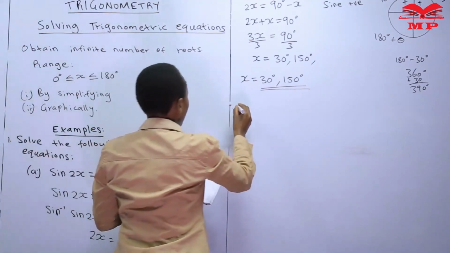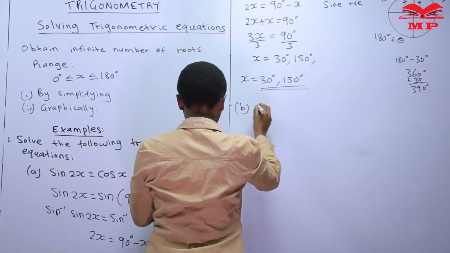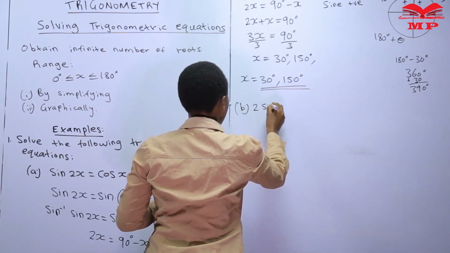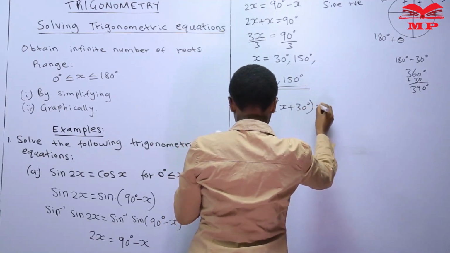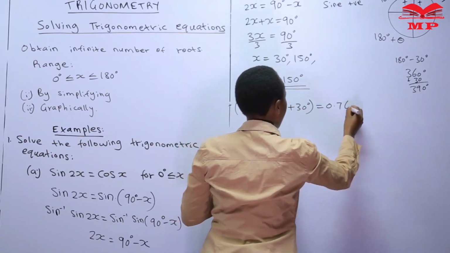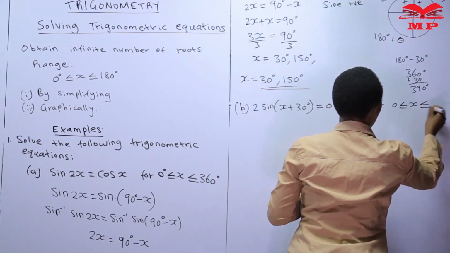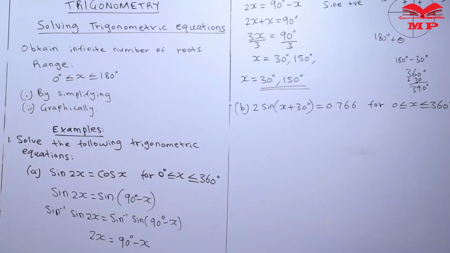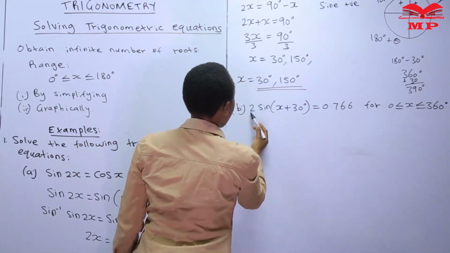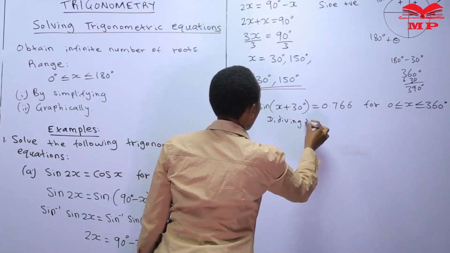Then we can do another example. That is part B. We are still solving trigonometric equations. We have 2 sine (x plus 30 degrees) is equal to 0.766, and we have been given the range from 0 all the way to 360 degrees. So we need to solve that. We can first remove the 2 by dividing all through by 2.